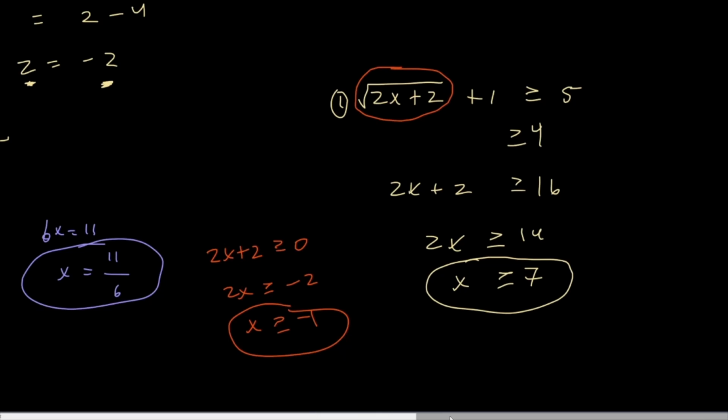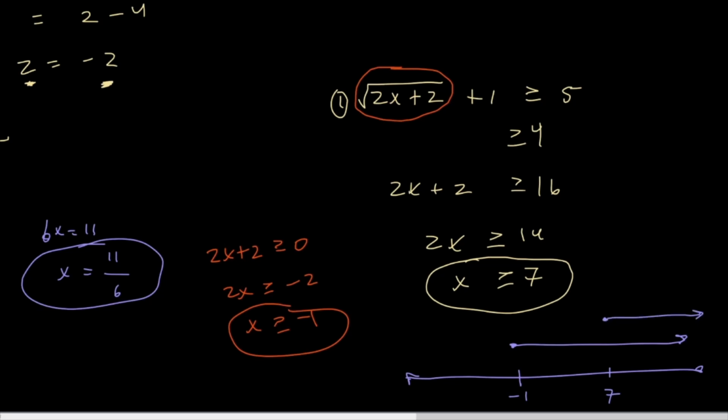So I want to combine these two on a number line. So I get x greater than or equal to -1 and x greater than or equal to 7. So if I need these both to be true, I need them to overlap. So they don't overlap until 7. So our proper answer here is 7, infinity.